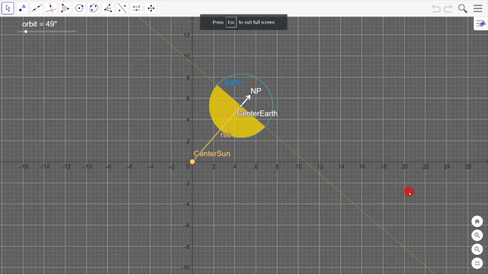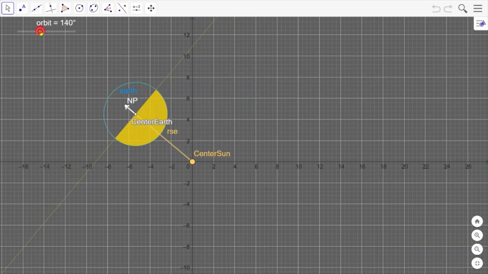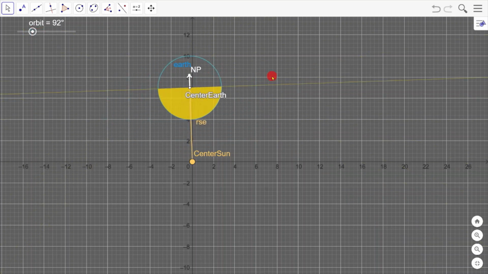Another option is kind of like a clock. You simply stick the North Pole out beyond the center of the Earth, running in the same direction as the radius from the Sun to the Earth. That also doesn't work well, or we would be in a constant state of winter. So let's try a third option.